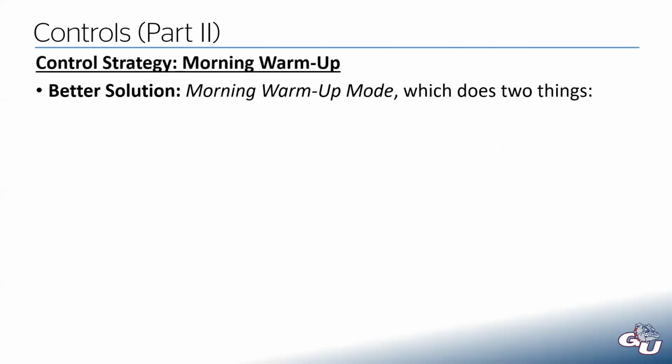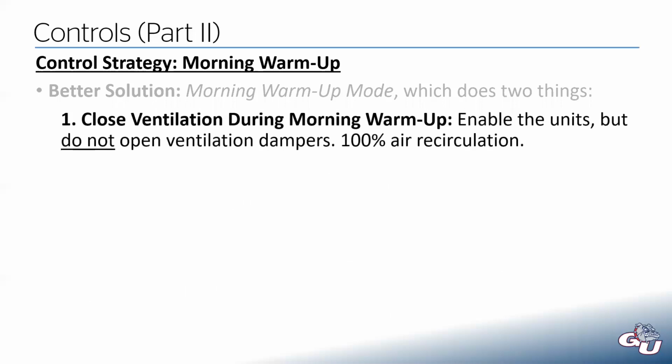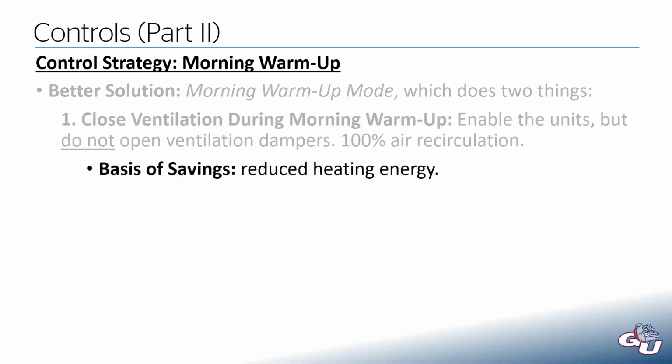A better way to do this is with a proper morning warm-up mode, which does two important things. Number one, it closes the ventilation during that morning warm-up period. So we are turning on our heating equipment, but we are leaving the ventilation dampers closed and going into a 100% air recirculation mode. So this is going to lead to reduced heating energy because we're not having to heat our ventilation air during those morning warm-up hours.